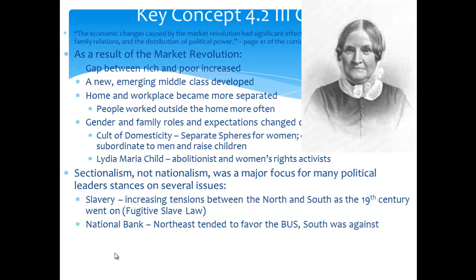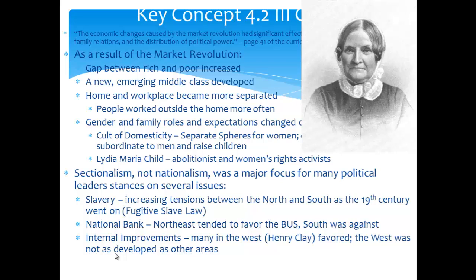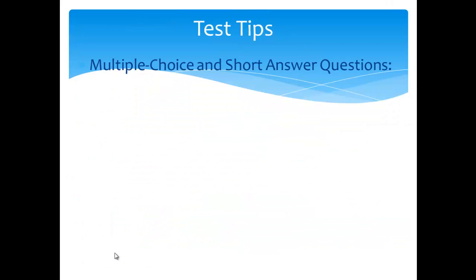The National Bank, again, part of Henry Clay's American system. The Northeast tended to favor the Bank of the United States, or the BUS, and the South was against it. And internal improvements. Many in the West, like Henry Clay, would favor these internal improvements. That's because the West was not as developed as other areas. And tariffs tended to be favored by northern manufacturers and disliked by southerners because they would have to pay higher prices for imported goods. All right, let's finish up with some test tips for multiple choice and short answer questions.